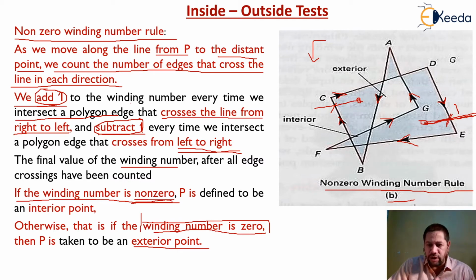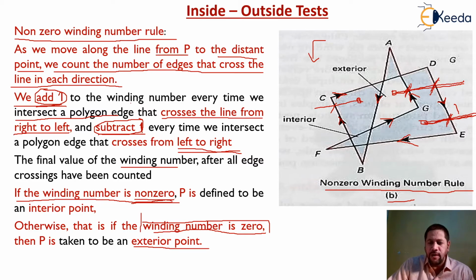Let me talk about another point. Suppose I take this as a point and this is my line. Here they have already written that it is exterior. Why is it exterior? My first edge is moving in this direction, so I add 1, and the winding number is 1. Then it crosses the second edge. What is the direction of the second edge? It is the reverse of the first one. So here 1 is added, and here 1 is subtracted.